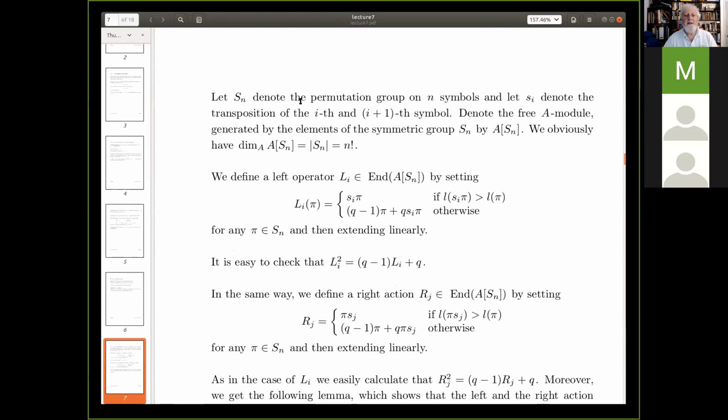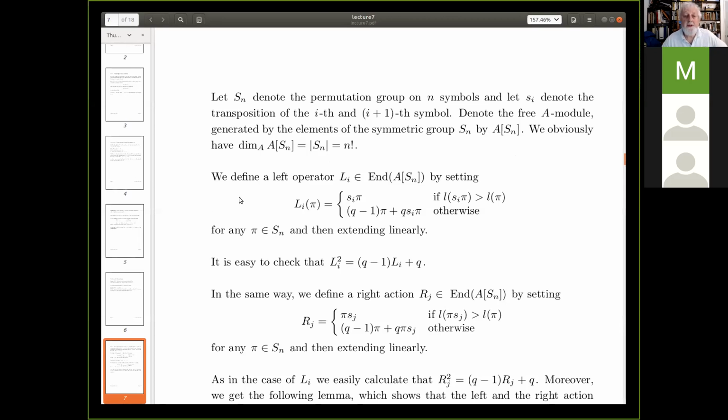So Sn is the permutation group on n symbols, and Si is the transposition of the ith and i+1 symbol. Denote the free A module generated by the elements of the symmetric group Sn by ASn. Well, there are n factorial elements in Sn, so the dimension is n factorial.